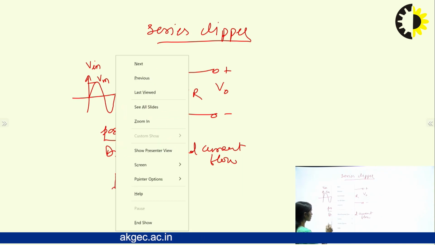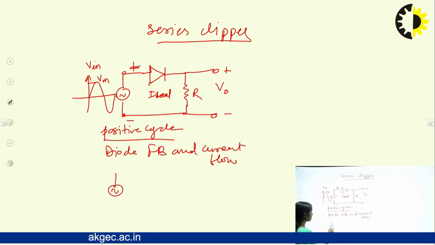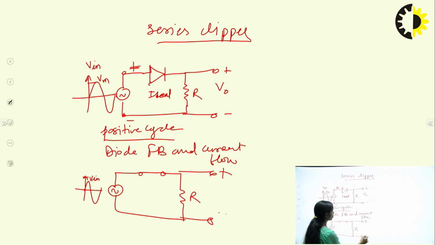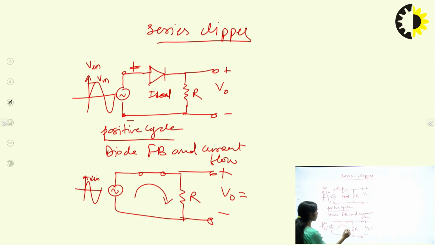So, the equivalent circuit will be like this. This is the equivalent circuit. I have this input signal Vin, and the diode is behaving as a short path. So, what is the output we are getting here? If we apply KVL here, we have the input signal Vin, which is the positive cycle. So the output is similar to Vin.